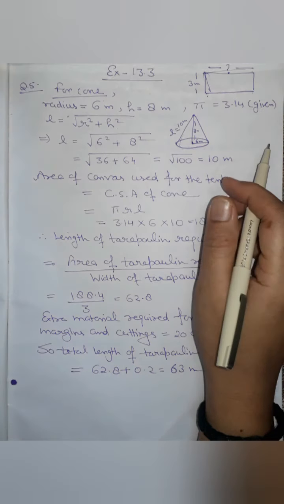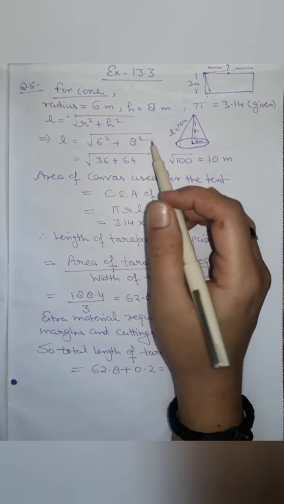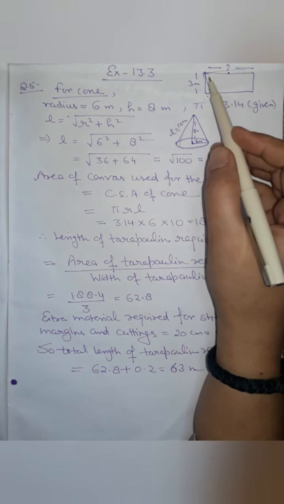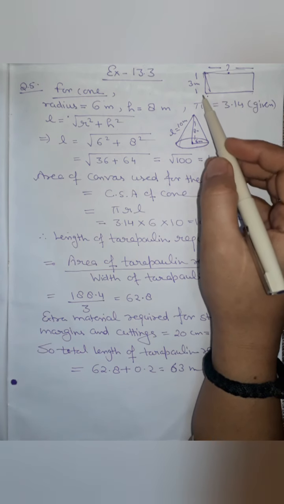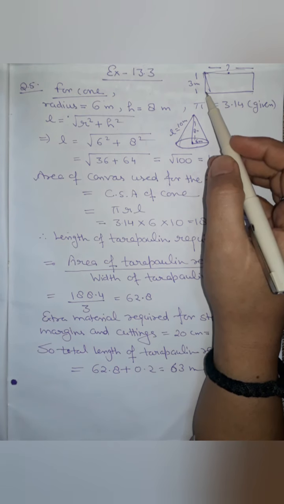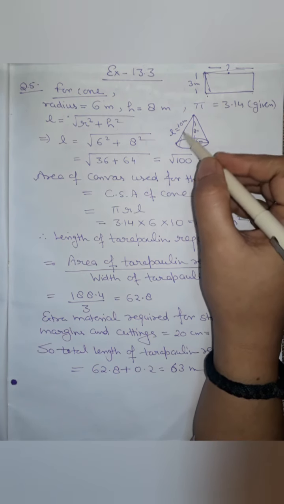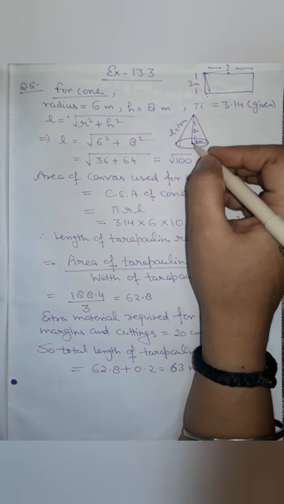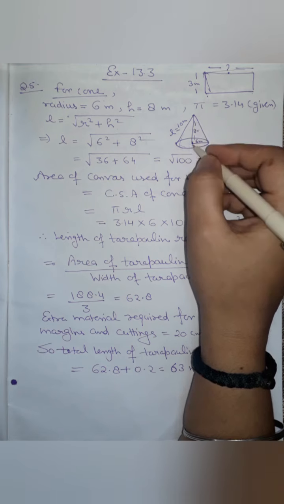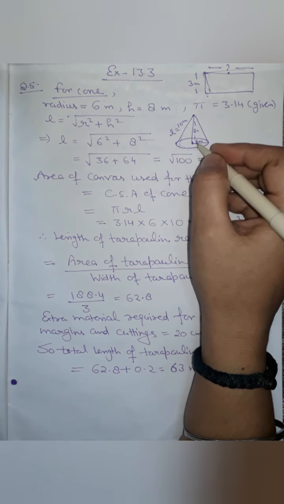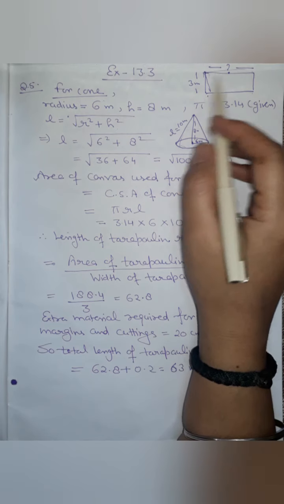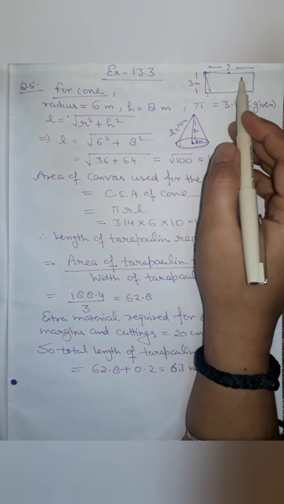See question 5 of exercise 13.3. What length of tarpaulin 3 meter wide, it means width of cloth is 3 meter, will be required to make a conical tent of height 8 meter. Height of cone is 8 meter and base radius is 6 meter. So we have to find the length of tarpaulin cloth.